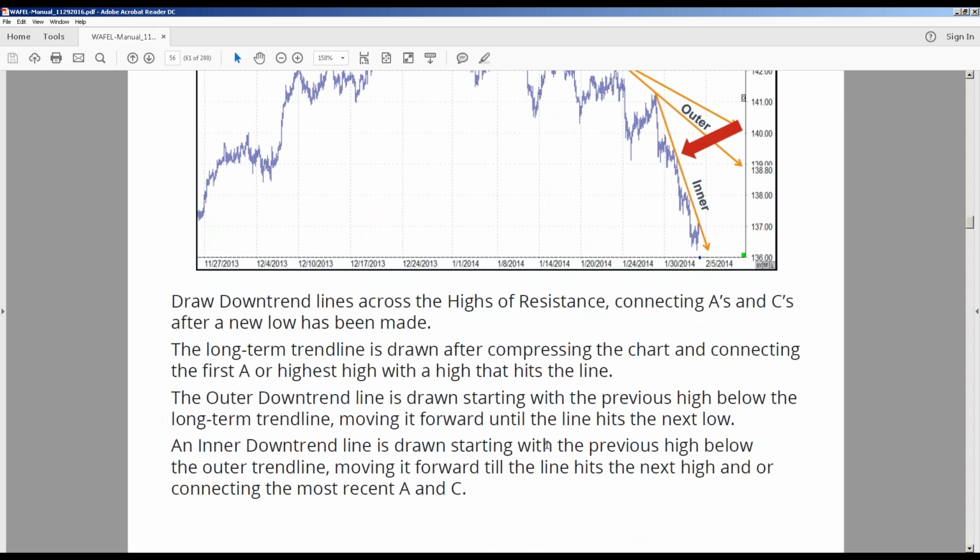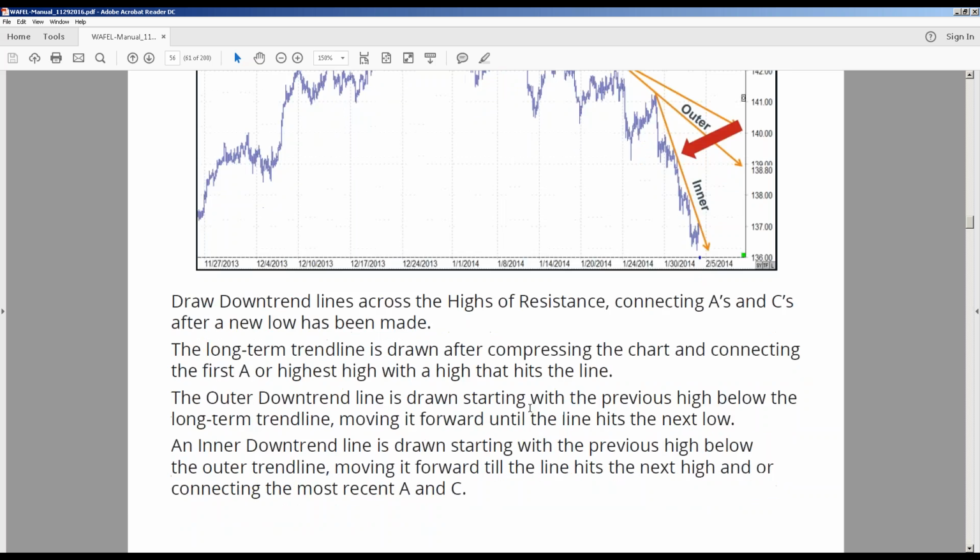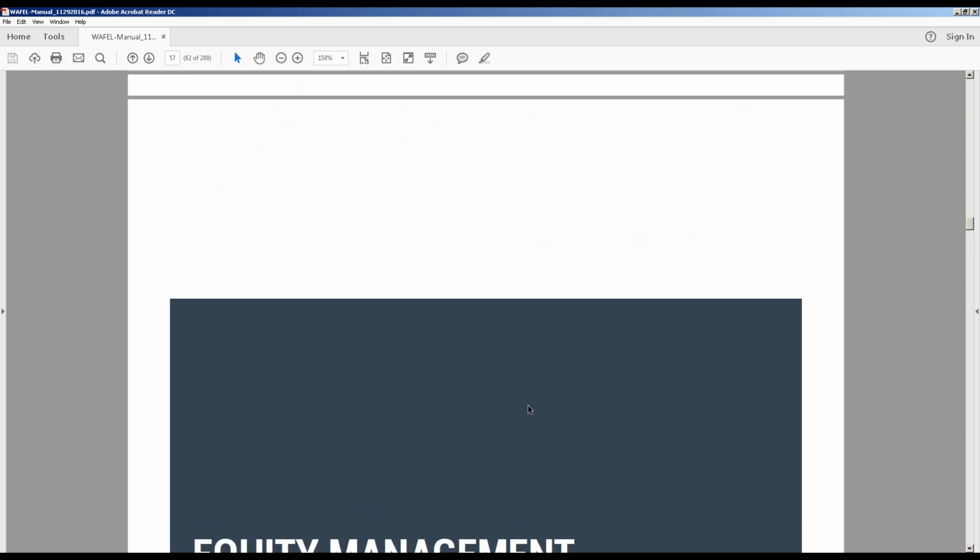Draw downtrend lines across the highs of resistance, connecting A's and C's after a new low has been made. The long-term trend line is drawn after compressing the chart and connecting the first A or highest high with the high that hits the line. The outer downtrend line is drawn starting with the previous high below the long-term trend line, moving it forward until the line hits the next low. An inner downtrend line is drawn starting with the previous high below the outer trend line, moving it forward till the line hits the next high and or connecting the most recent A and C.